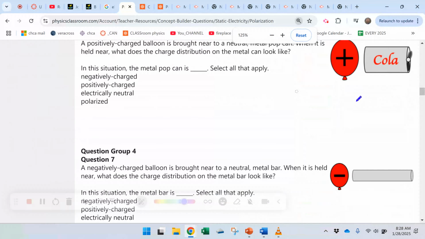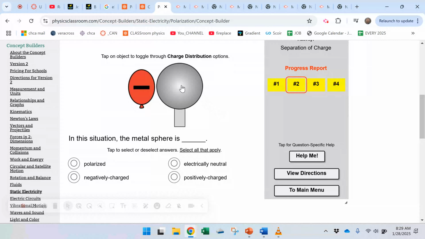One more quick thing to note when you're working on these, and this is what you would see on the polarization: you actually have to click here and click through the options. And right here would be the one I was talking about. You've got to click through those options so that you can do it, and then you click check answer.